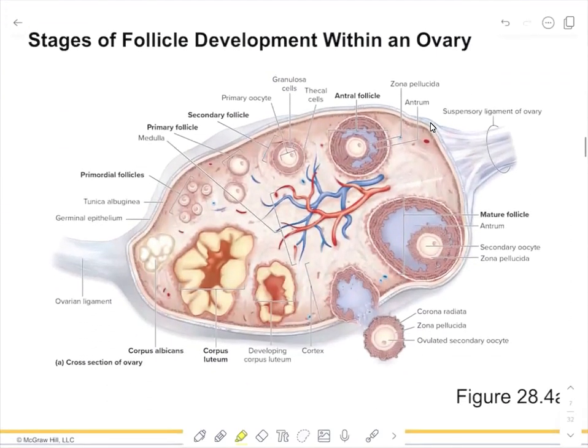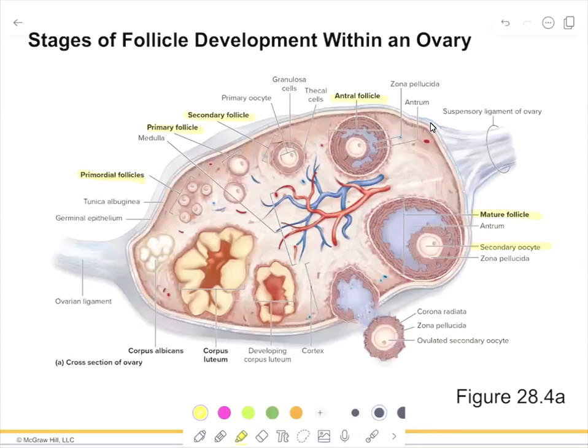So the stages of development within this ovary are first showing those follicles that were just mentioned, the primordial follicles, which you can see is located in the cortex. The cortex would be the outer general region of the ovary, followed by the primary follicle, secondary follicle, and antral follicle. On the bottom of the ovary, we see a mature follicle, which contains the secondary oocyte.